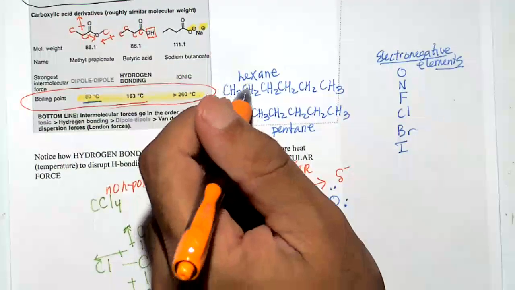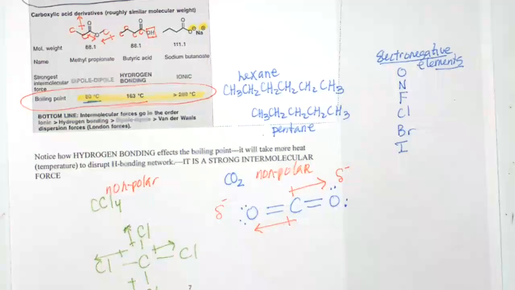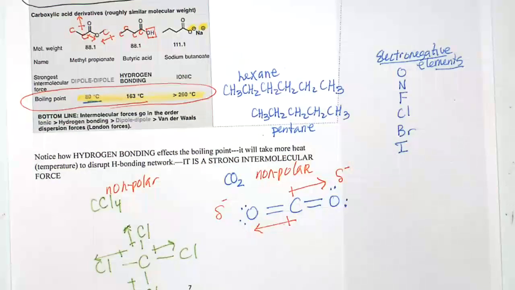Okay, so which would be here? Hexane or pentane? What do you think? Which would have the higher boiling point? Is it harder to break up 6 or is it harder to break up 5? If you have 6 people in a fight, it's a bad example, so I apologize. If you have 6 people in a fight versus 5 people in the fight, what's easier to break up?